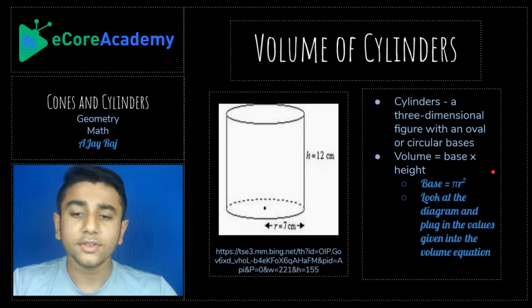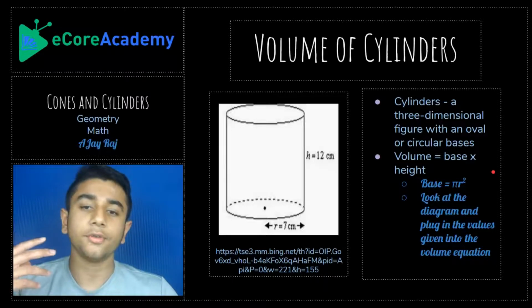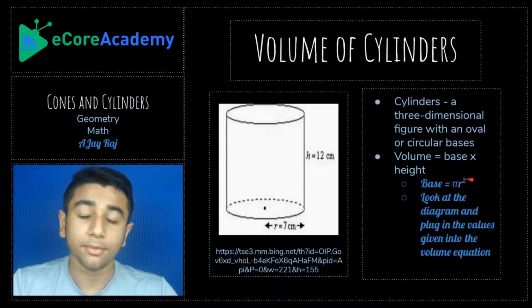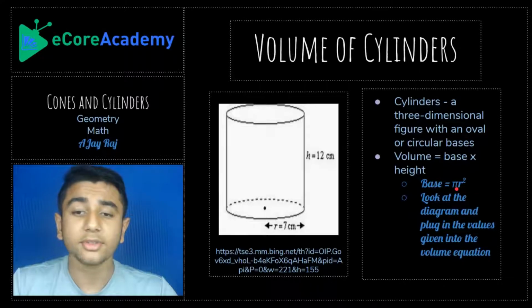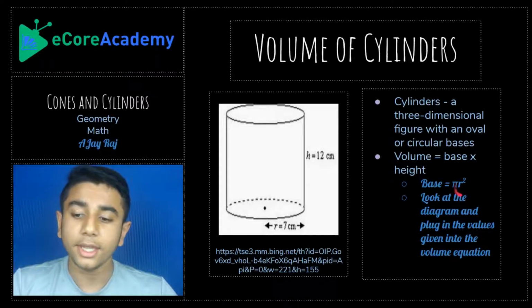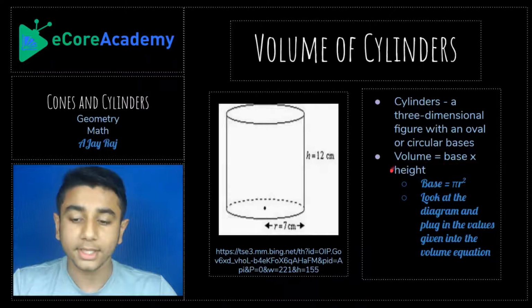Let's get into the volume of cylinders, because that's essential to know for any 3D shape. The volume of a cylinder, just like any prism, is your base times your height. The base of a cylinder is calculated by finding pi r squared. That equation might be very familiar to you, because it's just the basic area of a circle. So you're just finding the area of the base, or the area of the circle, for any right cylinder, and then you multiply that by the given height.